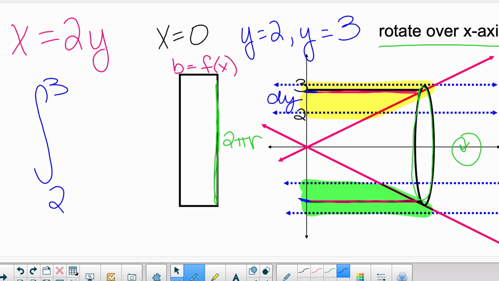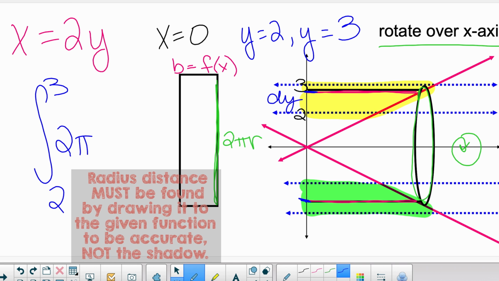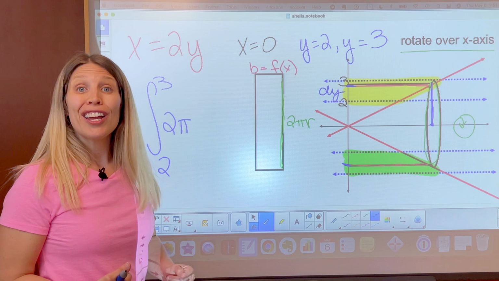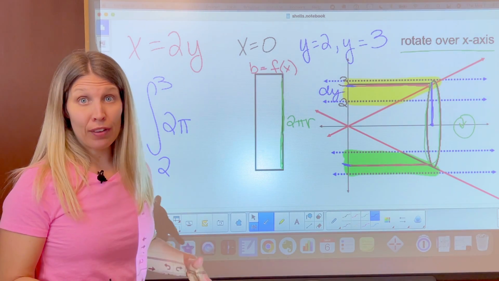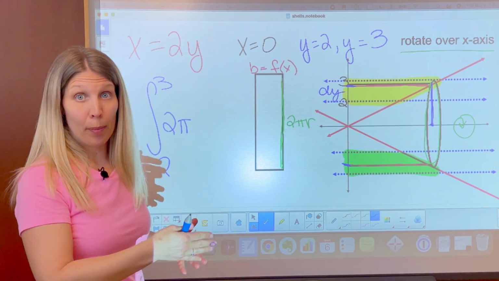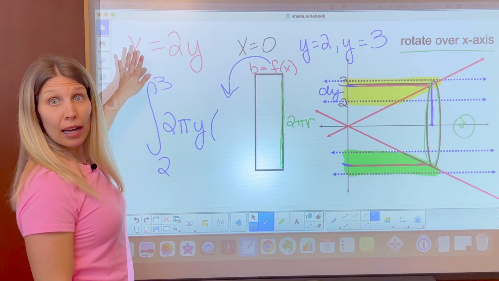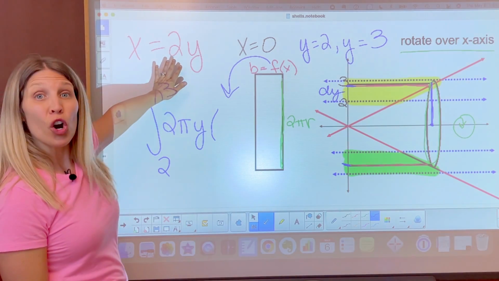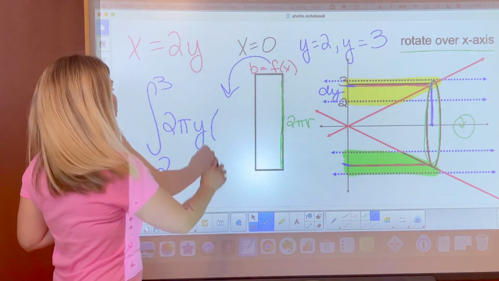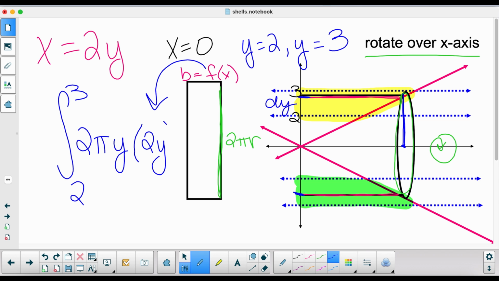Our 2 pi radius, so 2 pi, our radius for this function, notice, is this way. So the radius will be some y value this time, since the radius is going up and down. So 2 pi y for our radius. Now for our base, we plug in our function. Well, look how nice they already did this. They already have our function written in terms of y for us. So 2y and then dy.